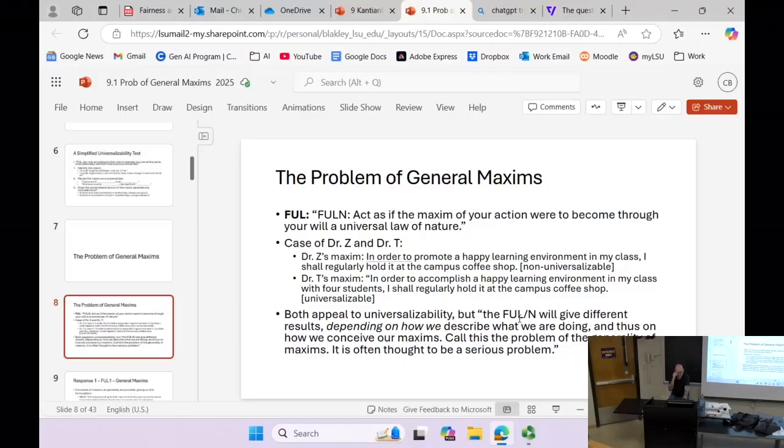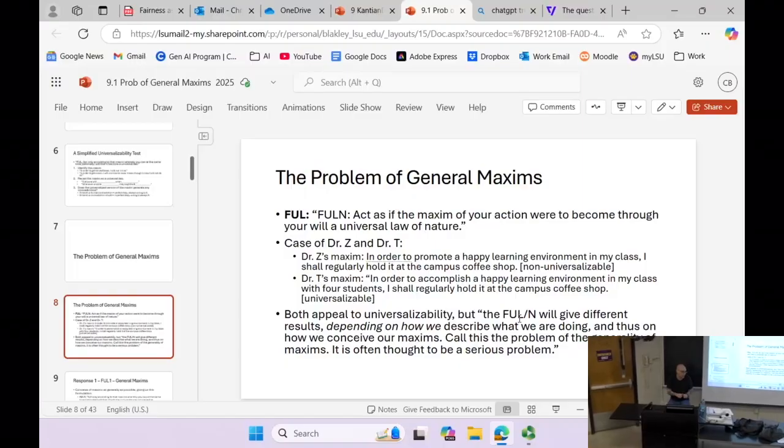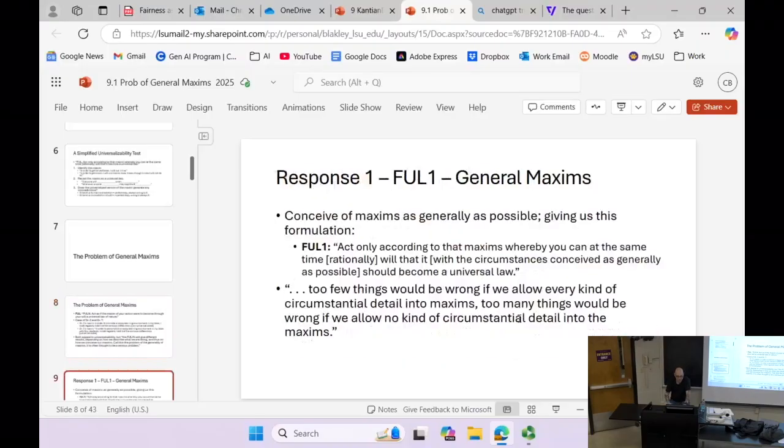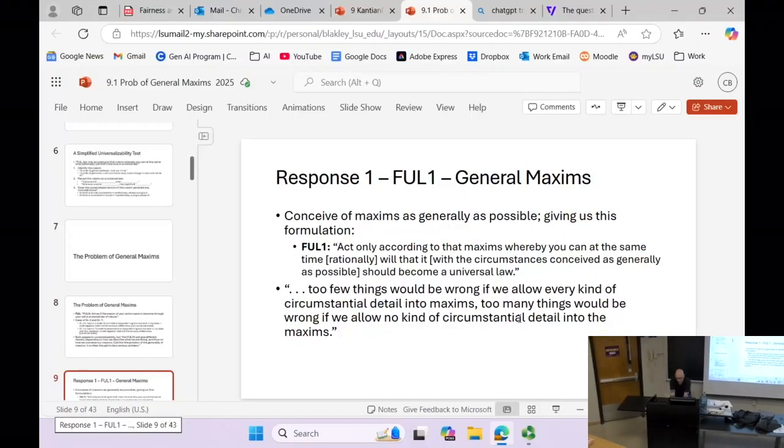They appeal to universalizability, but what moral conclusions we get is going to depend on how we describe what we're up to. And we can describe things in various specific ways or more or less general ways and end up with different results. Well, that starts to make it look like you could just play a word game and make anything morally bad or morally right. So they say that points to a problem with that formulation of the categorical imperative. So they move to FLU 1.